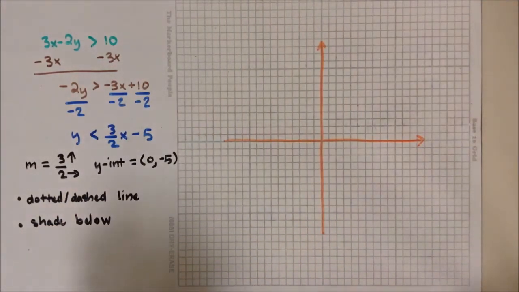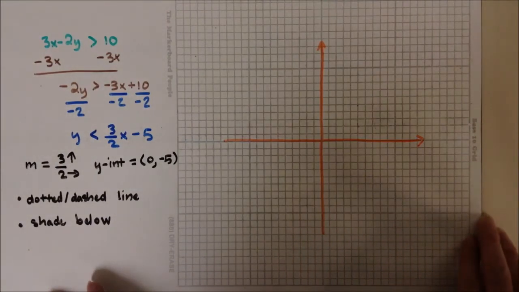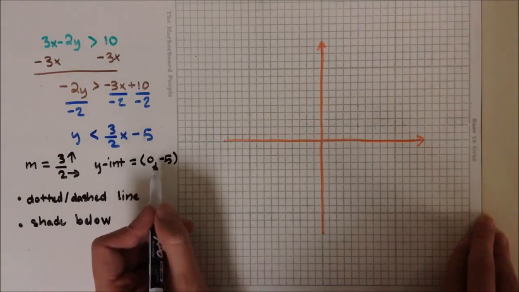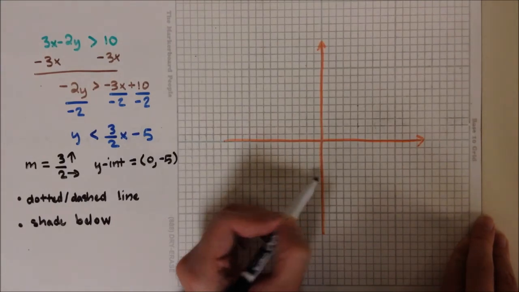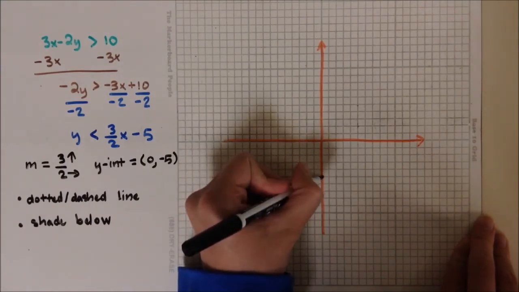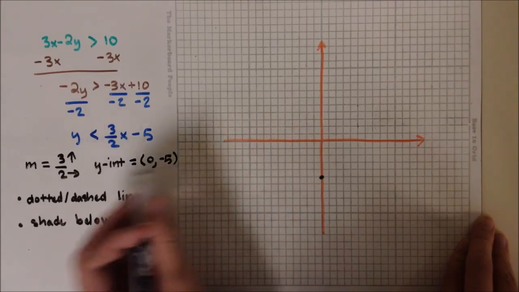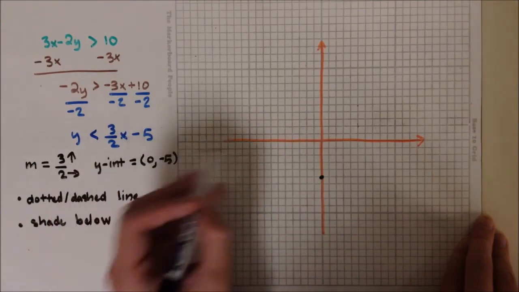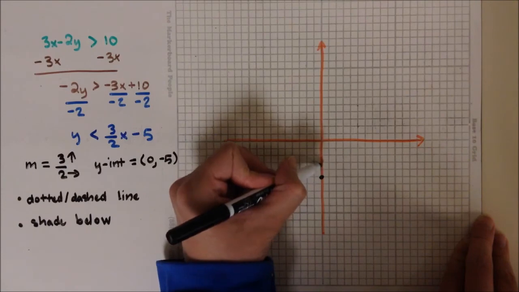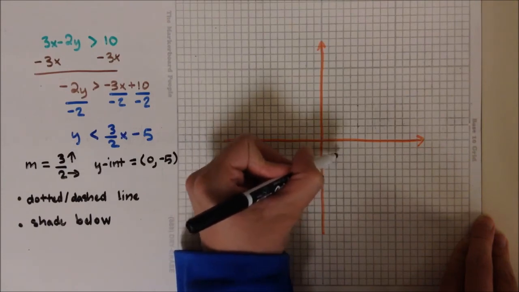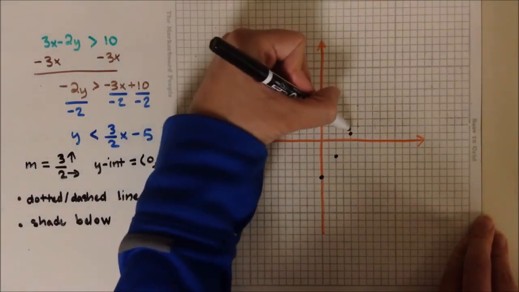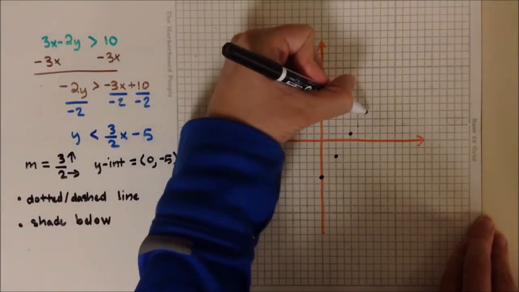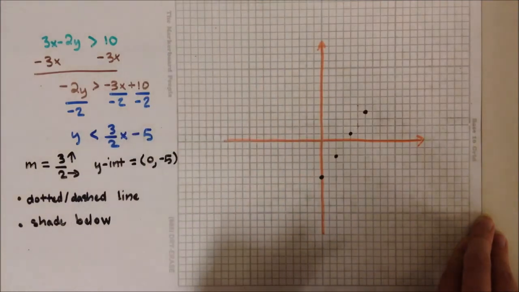Alright, so let's start graphing this. We're going to start at the y-intercept, so 0, negative 5. Negative 1, negative 2, negative 3, negative 4, negative 5, right here. And then, based on my slope, it's going to be up 3, right 2. So up 3, 1, 2, 3, right 2. Up 3, right 2. And then if you want to do one more, up 3, right 2. Alright, I think that's good enough.